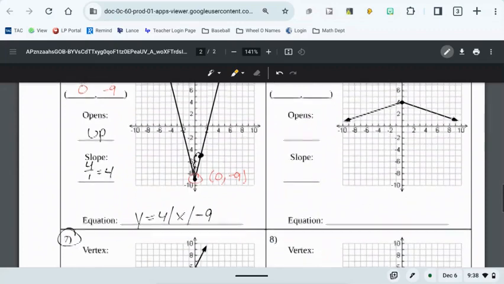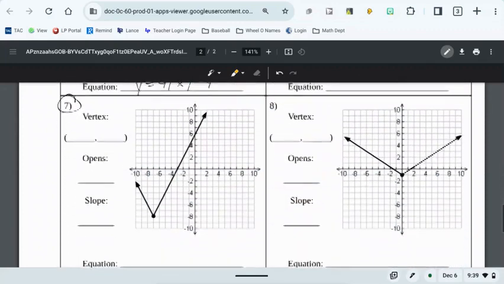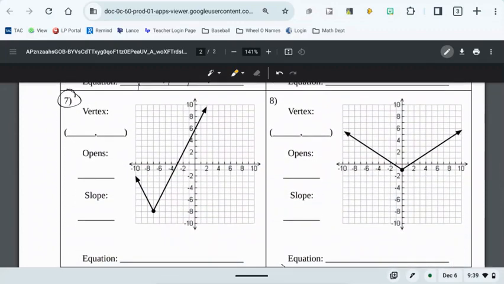All right, we're going to skip 6 to have you all try that, but we're going to go to number 7 first. There's a few other things I want to take a look at. Our vertex this time is (-7, -8).